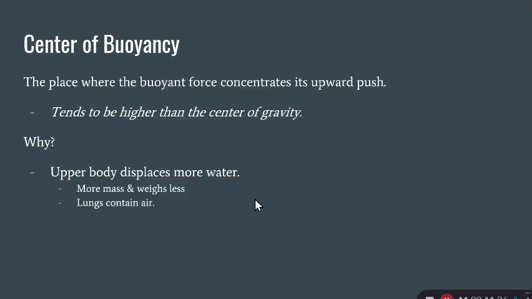Now, where that buoyancy force pushes the most, that's what we call the center of buoyancy. And this tends to be higher up in our bodies than the center of gravity. That's for two factors. Number one, especially in men, we tend to have more upper body mass than lower body mass. And number two, lungs have air in them, and air is obviously less dense than the muscle, bone and fat around it. Because of that, where we're going to be more buoyant is going to be higher up on our bodies compared to our typical center of gravity.